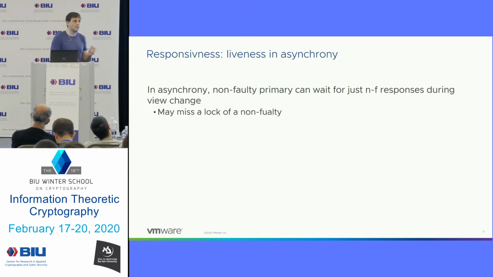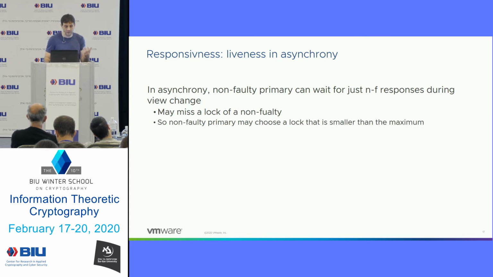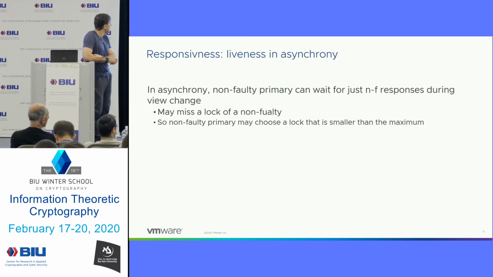And so the risk here is that there might be some non-faulty that is locked on a high view, and you, when you're doing a view change as a new primary, do not see this fact. And since you do not see this fact, you choose a value that's smaller than this maximum. Now, you can wait for n-f responses during view change, and that n-f might not be of all non-faulty. You might hear just f+1 non-faulty, f faulty, and there might be, in the asynchronous model, f non-faulty that are slow. And so that is the risk here.